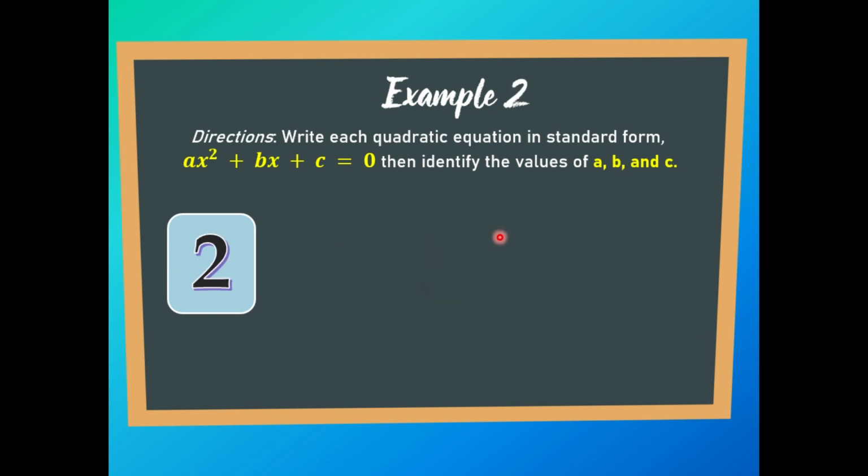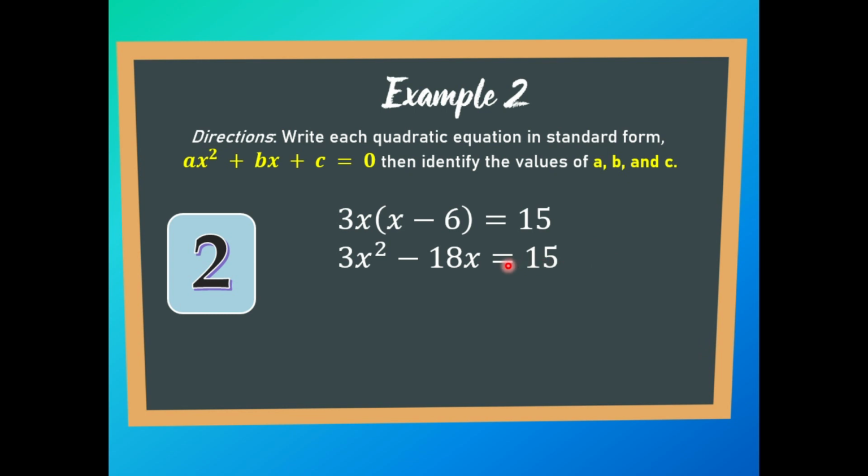Example number 2. 3x times quantity x minus 6 equals 15. In order to write the expression in standard form, let us multiply the monomial times the binomial. So 3x times x is 3x squared. 3x times negative 6 is negative 18x equals 15.